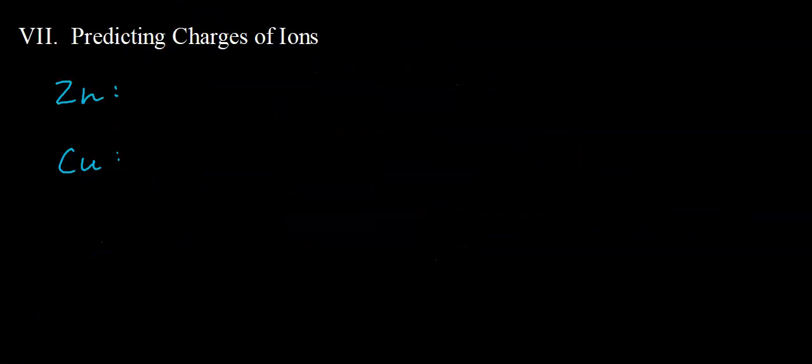Go ahead and draw the orbital diagrams, the complete orbital diagrams for both zinc and copper. And using the orbital diagram and the number of valence electrons, predict the charge of their ions. Now remember, copper's electron configuration isn't a regular electron configuration.